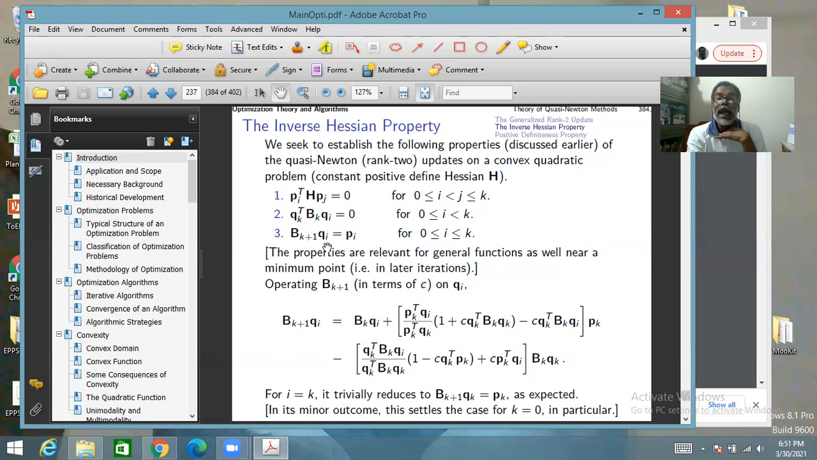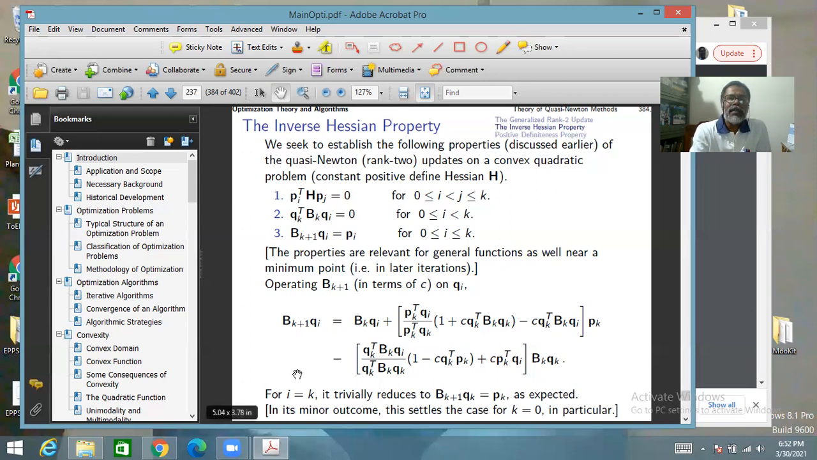Now, property 1 and property 2 cannot be talked of for k equal to 0, because if k is 0, then below that there is no scope for i. So conjugacy, you can talk only about two vectors. With a single vector in hand, you cannot talk of conjugacy. So for k equal to 0, the question does not arise for these two properties, and the third property is trivially true.